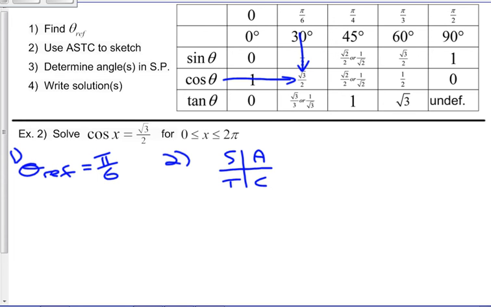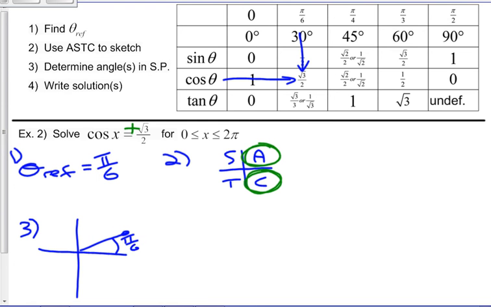Okay, and in this case, cosine is positive. It's going to be positive in the quadrants where cosine is positive. So this was a positive. Now let's sketch. So I need to draw pi over 6 in quadrants 1 and 4.